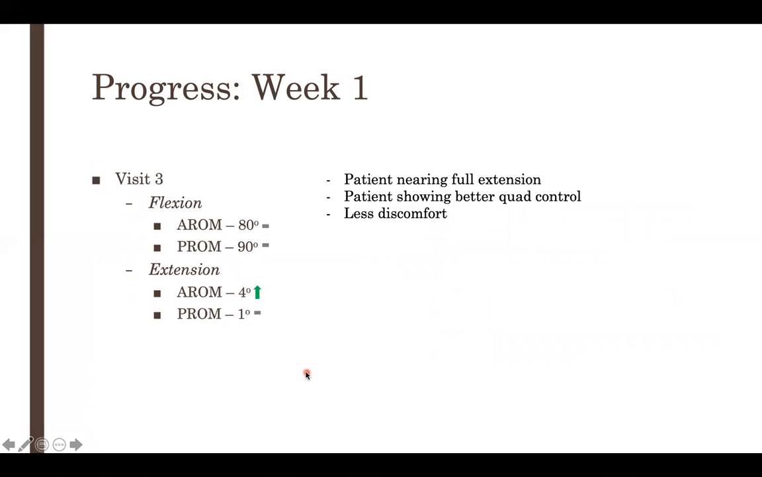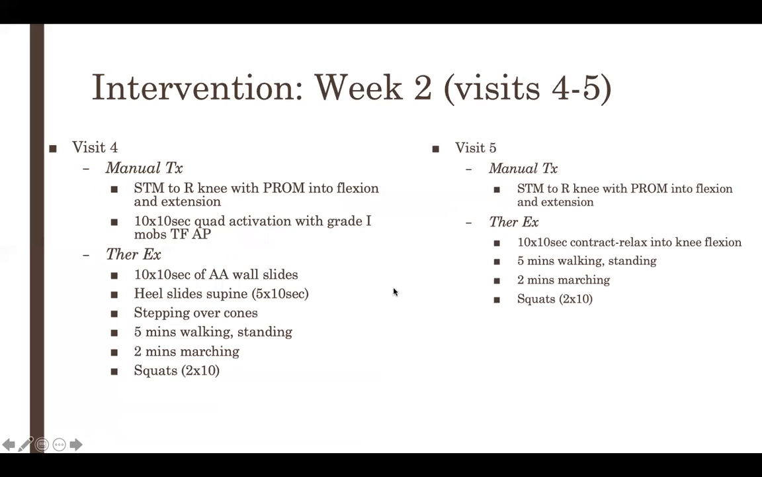So in visit 3, she improved again on active range of motion, but stayed the same in passive. She improved in active range of motion for extension, but stayed the same in passive. She stayed the same in passive and active range of motion for flexion. We noted that she was nearing full extension, showing better quad control, and had less discomfort.